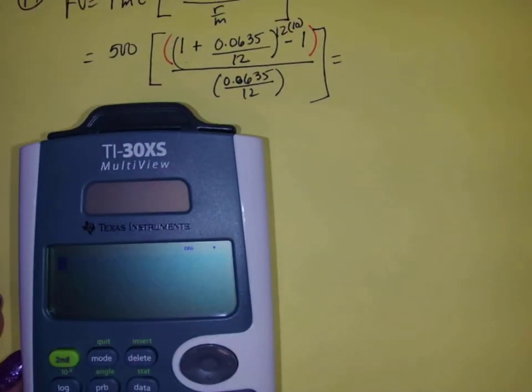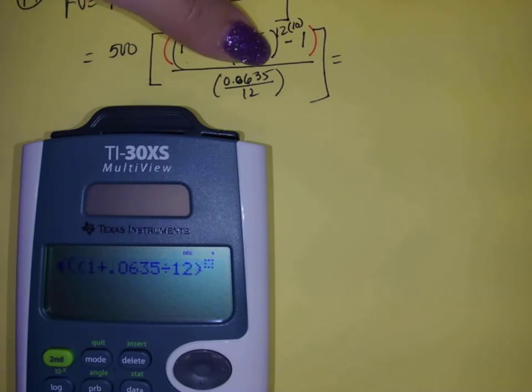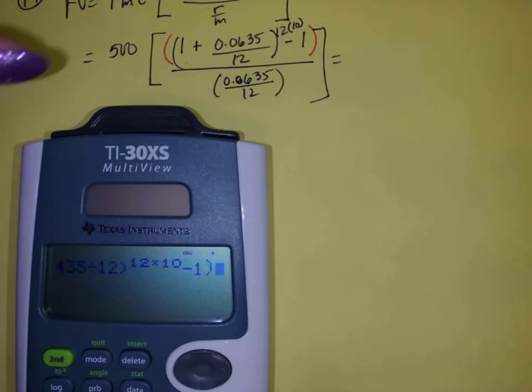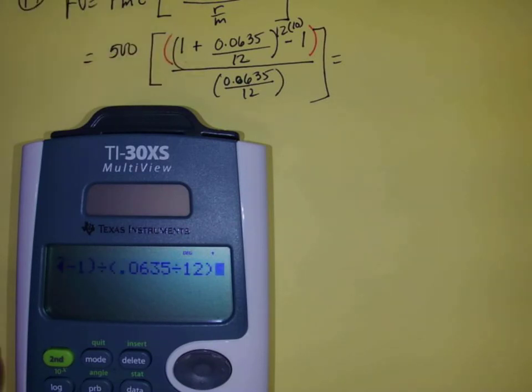So we're going to have 500, parenthesis for the red one, parenthesis, 1 plus 0.0635 divided by 12, close this parenthesis, raised to the 12 times 10, bring it back down, minus 1, close the red parenthesis, and then divide by the parenthesis of 0.0635 divided by 12. And we should get, let me make sure.